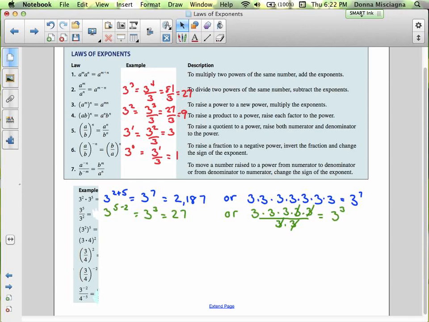All right, so now the next one. If we raise something with a power to a power, it's called the power rule, we multiply the exponents. So 3 squared to the 5th power would be the same as 3 to the 2 times 5 power, or 3 to the 10th.